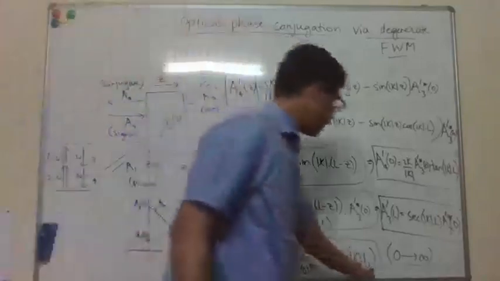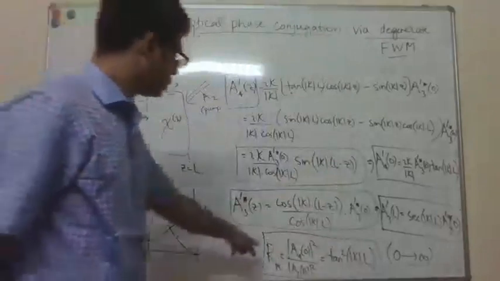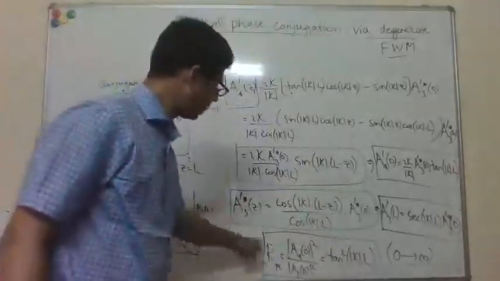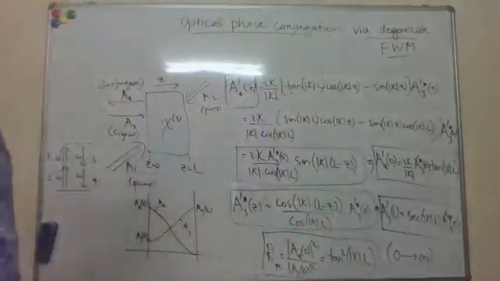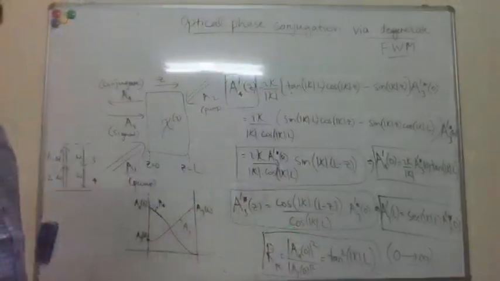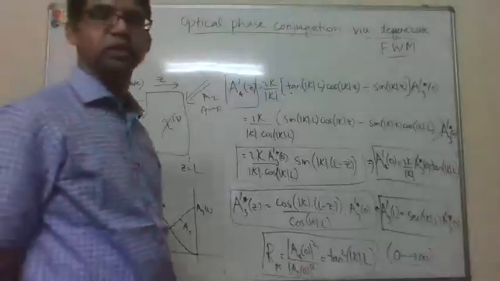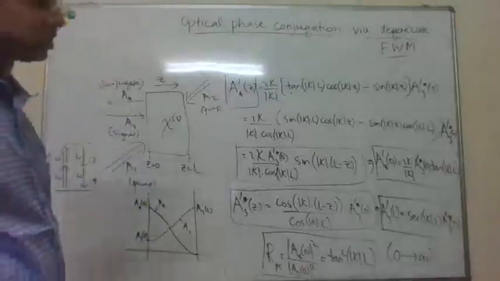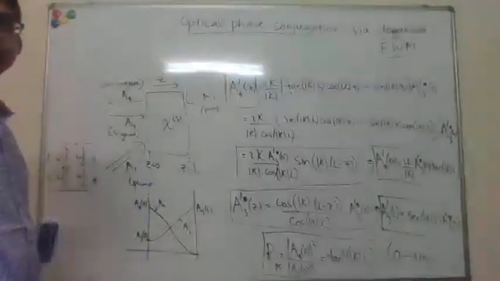Getting this condition, kappa L equal to pi by 2, experimentally is not difficult. But then according to our theory, A4 should blow up. So is that correct, or did we make some assumptions in our theory that will break down? Any guesses?